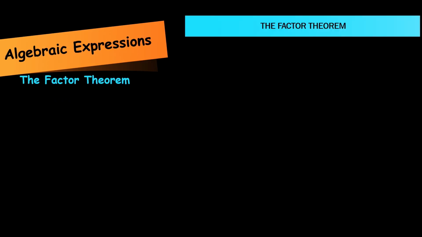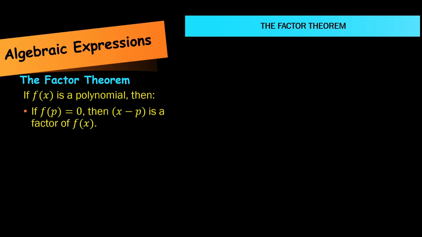The factor theorem states that if f of x is a polynomial, then if f of p equals 0, then x minus p is a factor of f of x. And if x minus p is a factor of f of x, then f of p equals 0.